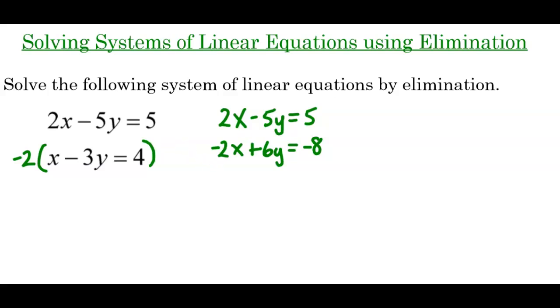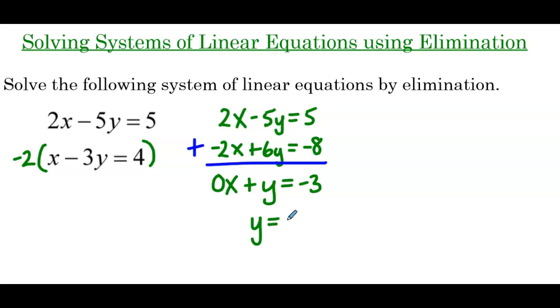So now we're going to add these two equations together. So we would get 2x plus negative 2x, so that's 0x. Negative 5y plus 6y is plus 1y equals 5 plus negative 8 is negative 3. Now 0x is really just 0, so we'd be left with y equals negative 3.